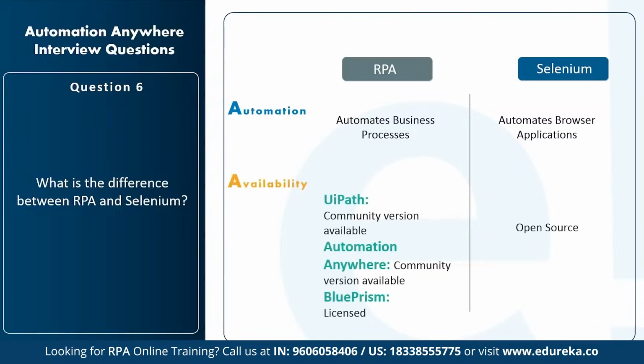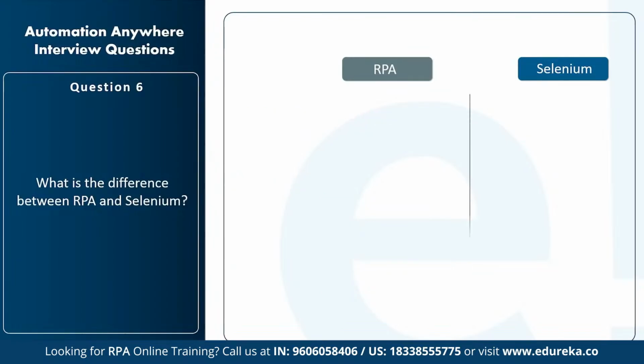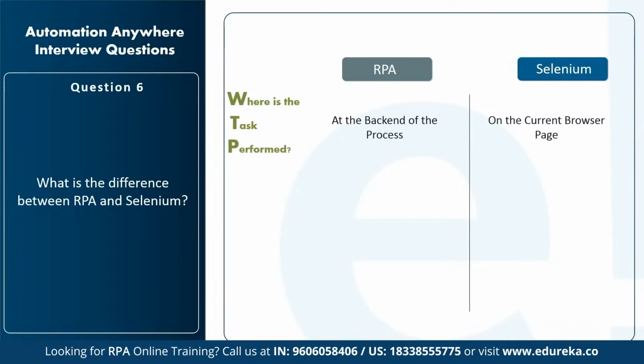Moving on to the next parameter, that is availability. RPA has various tools in its industry with the help of which you can automate tasks. So the most popular tools, as I said before, are UiPath, Blue Prism, and Automation Anywhere. And UiPath and Automation Anywhere have free trial versions, whereas Blue Prism has licensed versions. Coming to Selenium, then Selenium is open source. Moving on to the next parameter, that is, where is the task performed? Well, in RPA, the task is performed at the back end of the process, and in Selenium, it is performed on the current browser page.